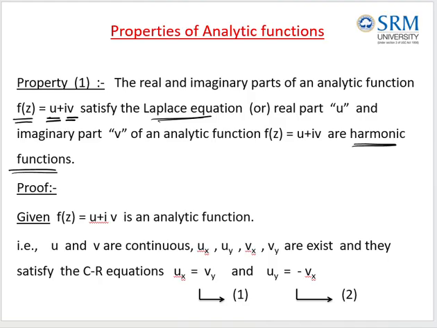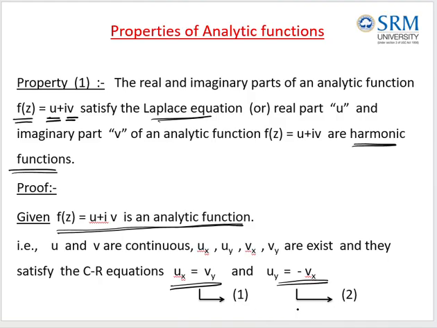So now what is given? F of z is analytic, given. So using that statement we are going to prove that real and imaginary parts satisfy the Laplace equation. Given f of z equal to u plus iv is an analytic function, what we know about this statement is the first order partial derivatives should exist and be continuous and it should satisfy the CR equations. These are the two CR equations, named as equation 1 and 2.